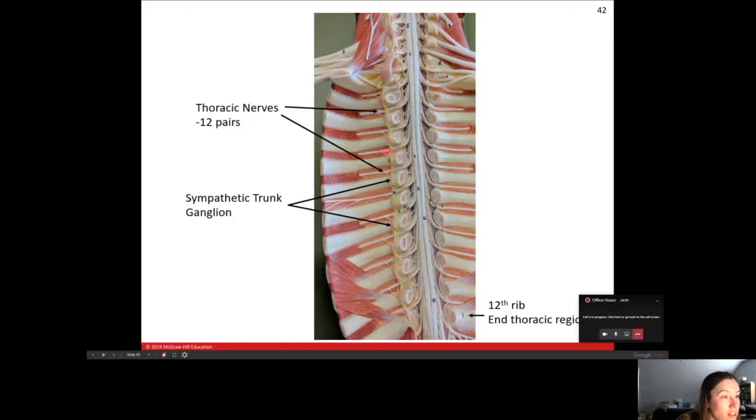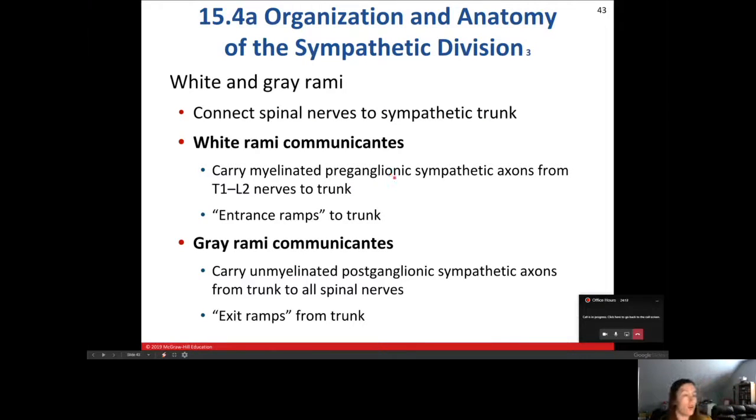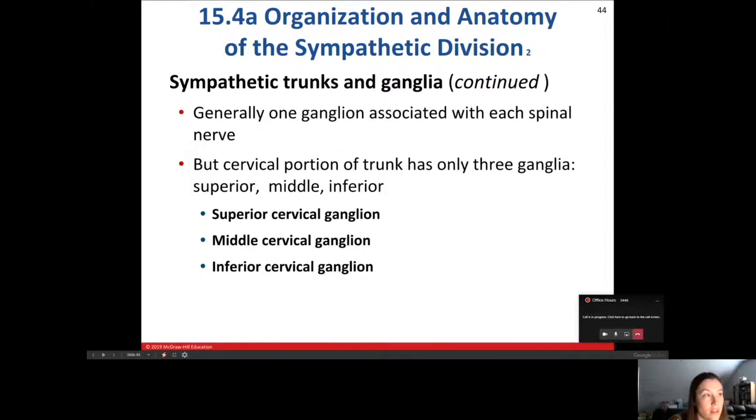And we can also see these are the intercostal nerves coming from the thoracic spinal nerves. So as I said, the rami communicantes are made of a white and a gray ramus. And the white ramus carries myelinated preganglionic sympathetic axons. Those are like the entrance ramps to the trunk. They're myelinated, so they are the white ramus because myelin is white. And the gray ramus is going to be unmyelinated because gray matter is unmyelinated. Those are like the exit ramps from the trunk. We'll go over this again in lecture when we talk more about the autonomic nervous system. It might make more sense then.